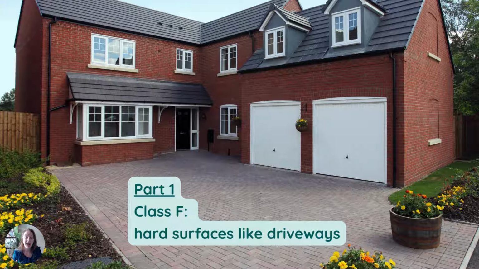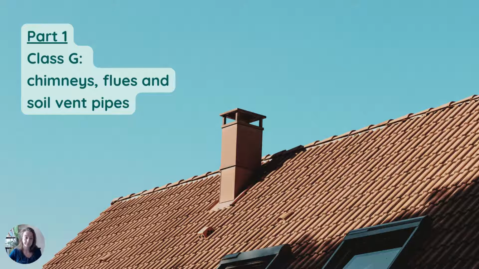Part 1 Class F is about hard surfaces. So this could be driveways, it could be a patio to the back garden. So these hard surface areas, hard landscaping, pavers, block paving, resin bound paving, all of these things, there are restrictions around what you can and can't do for these. So you need to meet those restrictions for it to be permitted development. And if you don't, then you need to apply for planning permission for hard landscaping.